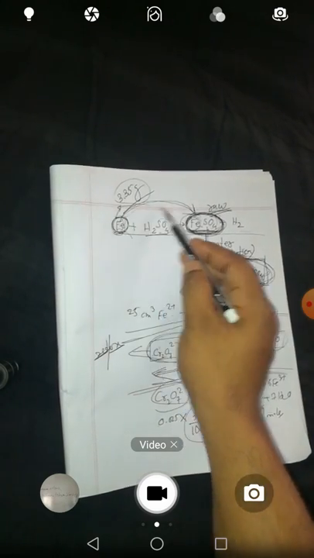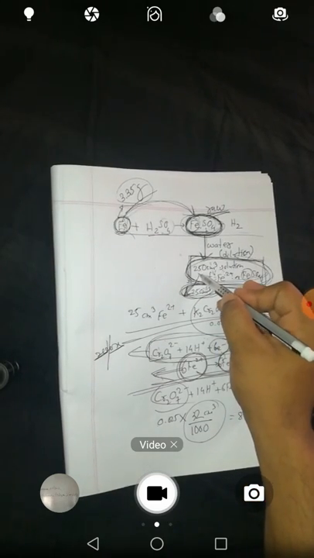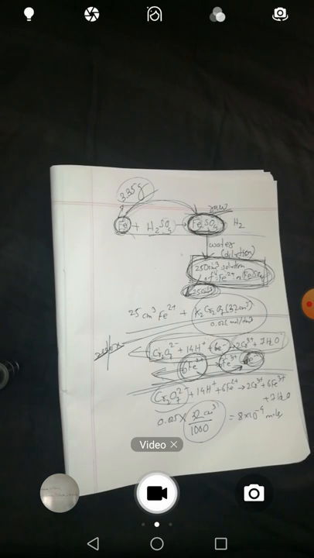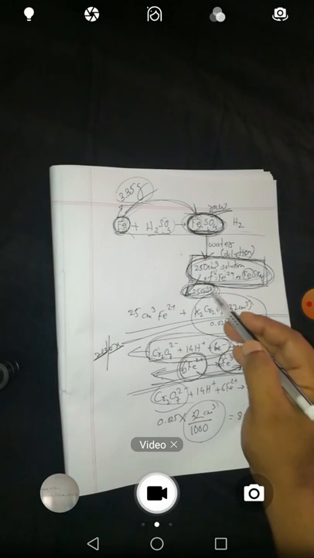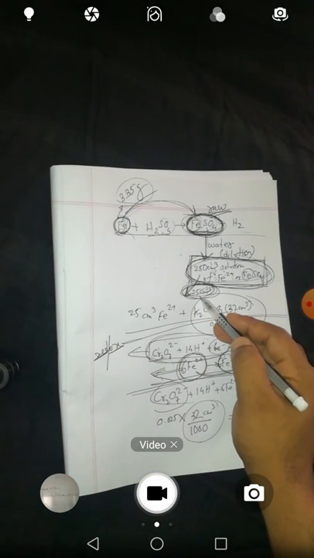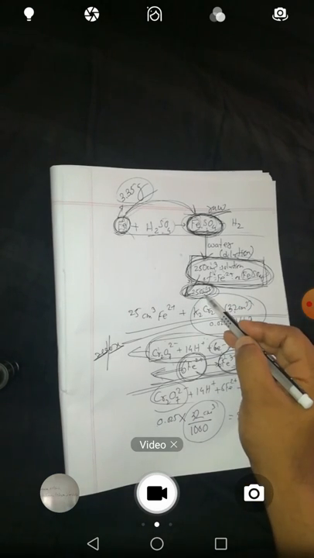So these three are linked, and we are doing the titration from this solution. So let's find the number of moles of iron present here.